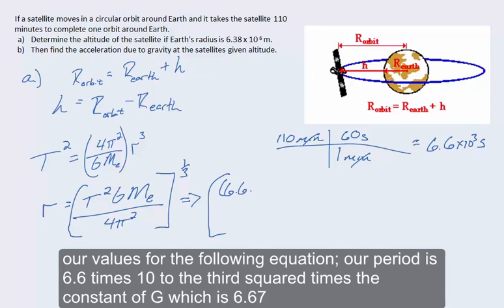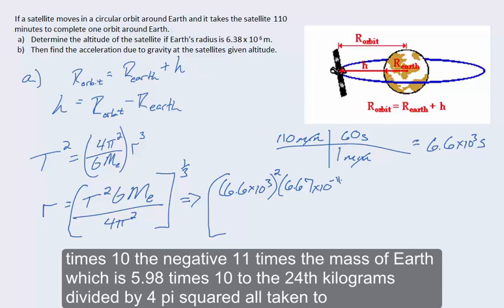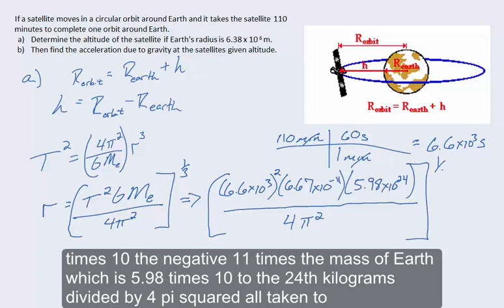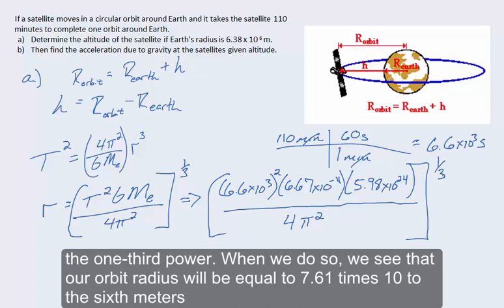Our period is 6.6 times 10 to the 3rd, squared, times the constant G, which is 6.67 times 10 to the negative 11th, times the mass of Earth, which is 5.98 times 10 to the 24th kilograms, divided by 4 pi squared, all taken to the 1/3 power.